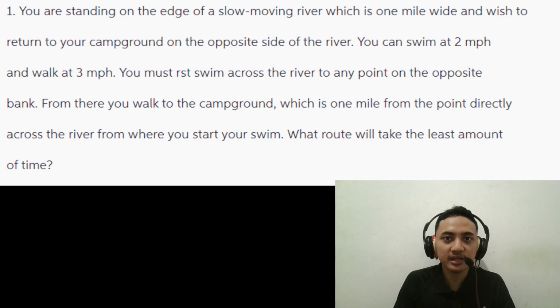And then in the last step, which is instruction, we must put the data into the equations to find out how long it will take to swim and walk to the campground. For the time to swim, it will be equal to the square root of 1 plus x squared, divided by 2. And the time to walk will be (1 minus x) divided by 3. And the total time will be those two equations added.